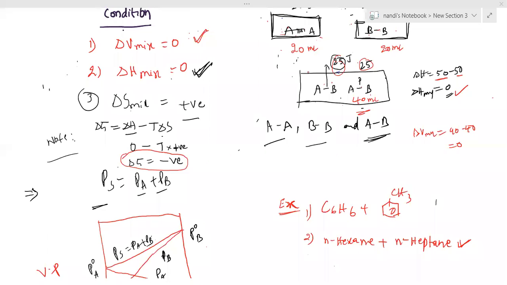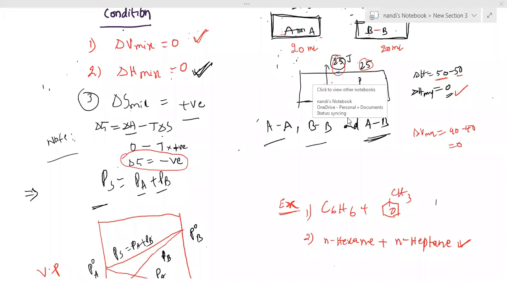Delta G negative means spontaneous. Delta G positive means non-spontaneous. You may remember it wrongly, so please change that thought. Delta G negative means spontaneous.